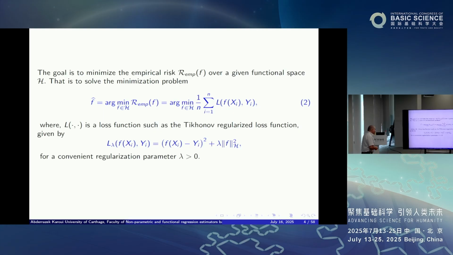The usual way to construct an estimator is to solve a minimization problem. F hat, the estimator, is the argmin over a functional space H of 1 over n, the sum from 1 to n of L(f(x_i), y_i). L is the loss function. One of the most used loss functions is the Tikhonov regularized loss function. So the issue is how to choose the regularization parameter lambda, and why we need the regularization parameter lambda.